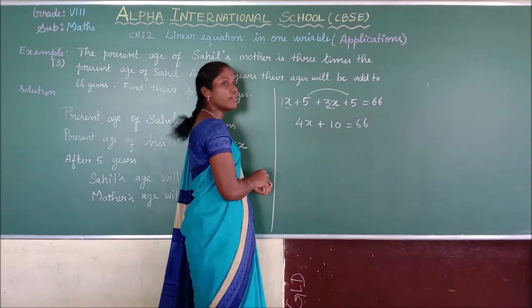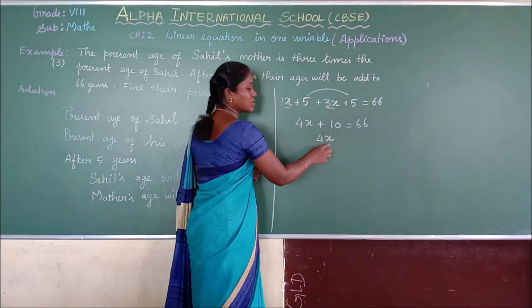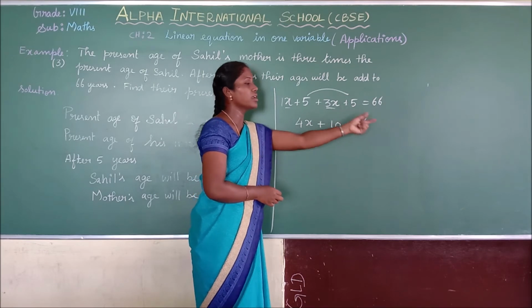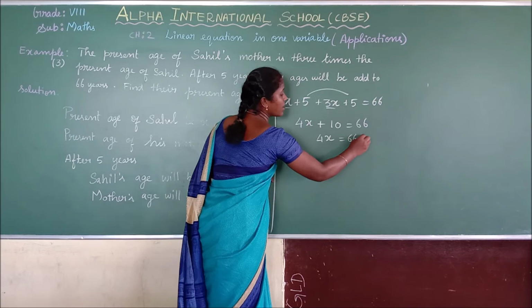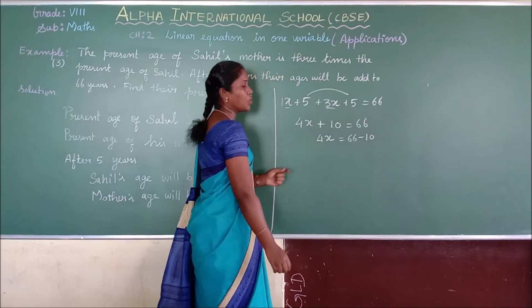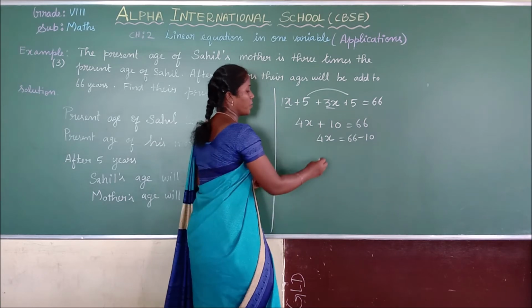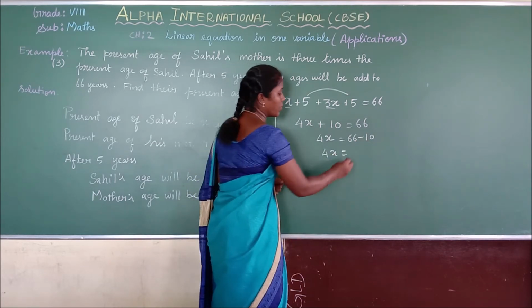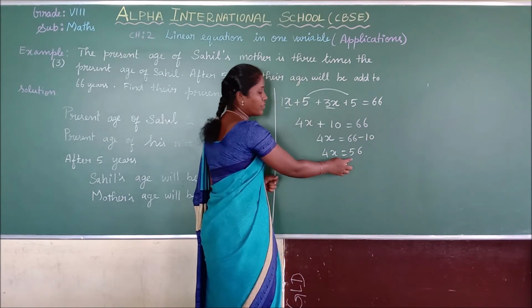Now solve and get the value of x. How? Keep 4x on one side of the equation. Take 10 to the other side of the equation. If plus 10 moves to that side, it will become minus 10. So 4x equal to 66 minus 10. What is the value? 66 minus 10 gives you 56.